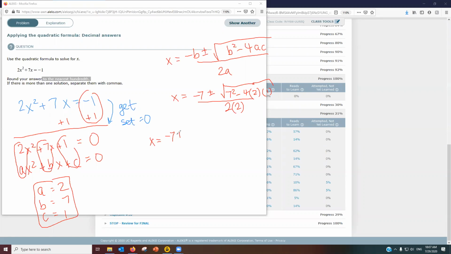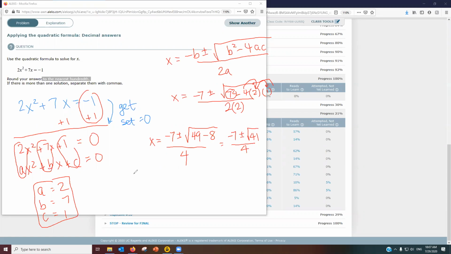Underneath the square root, 7 squared is 49, minus 4 times 2 is 8. 8 times 1 is still 8. All over 4. All right, well, this is going to be negative 7 plus or minus the square root of 41 over 4. I can work this out on the ALEKS calculator.